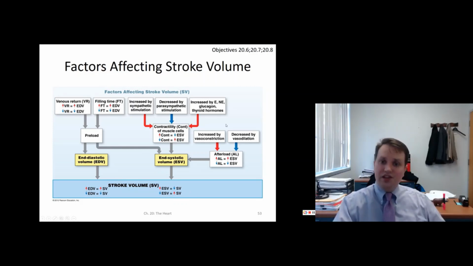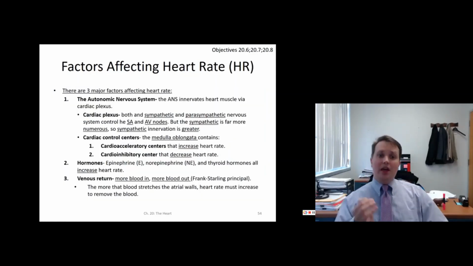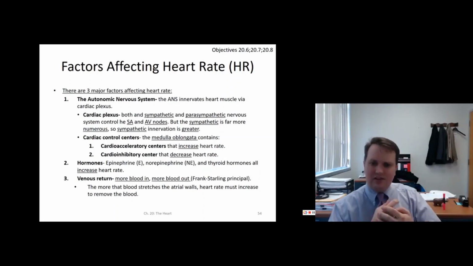So this is something well worth knowing and be able to map out, because this is important that you understand this in cardiac patients. Now there are three factors that affect the heart rate: autonomic nervous system, hormones, and venous return. Now I'm going to talk more about this, and we said we would.